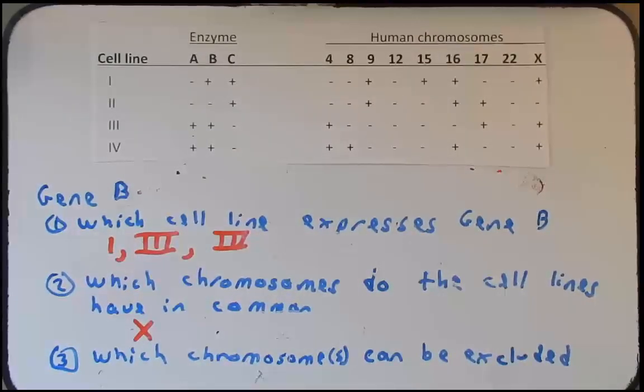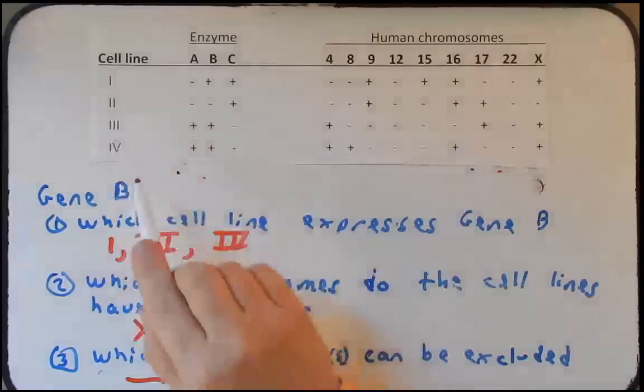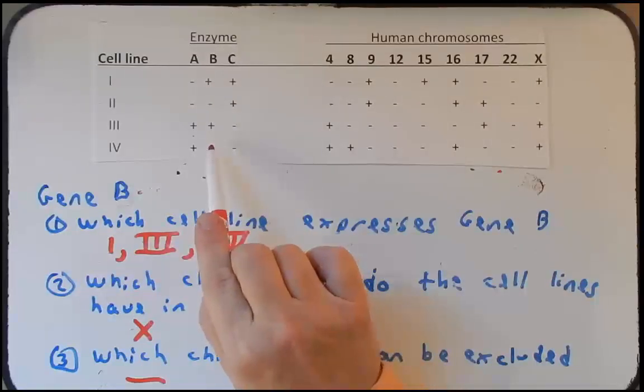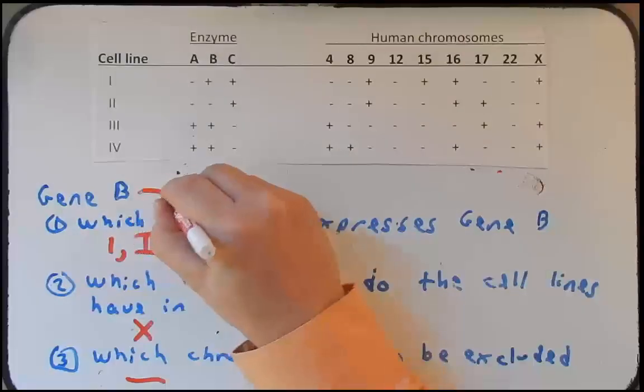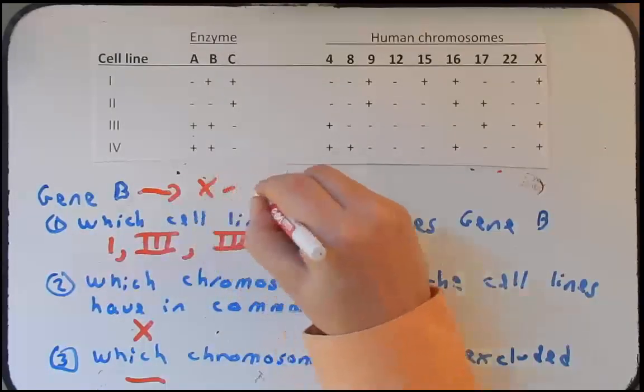So which chromosomes can be excluded? None, because we've only found one possible example here. Cell lines 1, 3, and 4 all express gene B, and they all contain chromosome X. Therefore, gene B must be on the X chromosome.